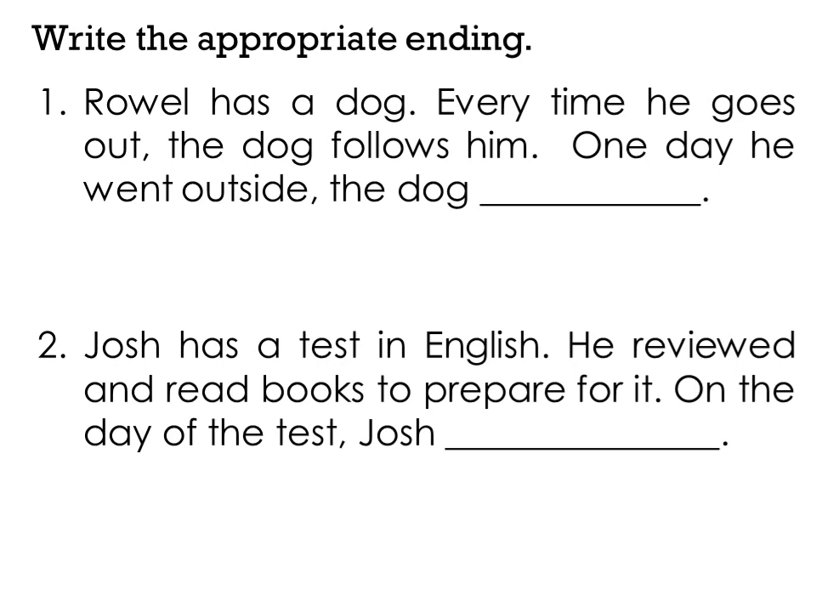So number 1, Roel has a dog. Every time he goes out, the dog follows him. So one day, he went outside and the dog blank. So what do you think the dog will do if Roel went out?